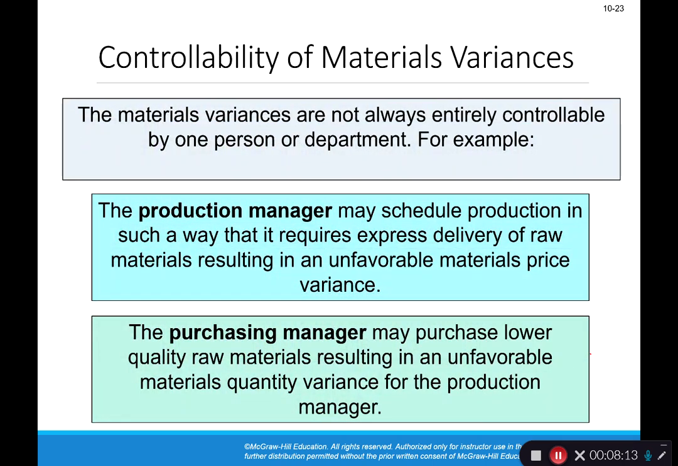The materials variances are not always entirely controllable by one person. An example of this, the production manager may schedule production in such a way that requires express delivery of raw materials, which is going to then cause an unfavorable price variance because you're paying more than you expected because the production manager required the materials more quickly. The purchasing manager could also save money by purchasing low quality raw materials, and then the production manager is going to have a hard time utilizing those materials if they're crappy because there'll be a lot of waste, which will result in an unfavorable quantity variance.